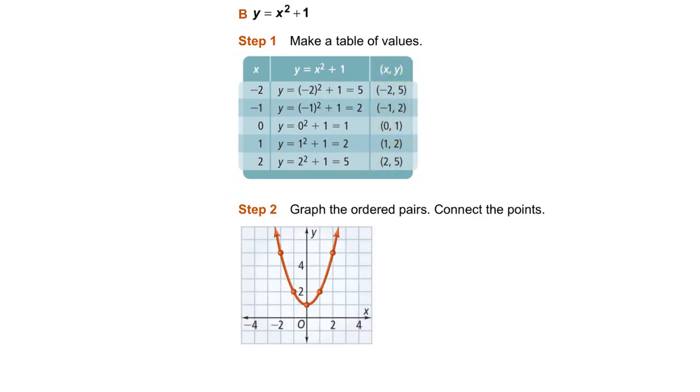In this case, we have to connect the points, not forming a V, but more of a U shape. If you attempted to connect these points, you'd find they're not linear, either on the left-hand side of the y-axis or on the right-hand side. So we get this U-shaped graph, shown here.